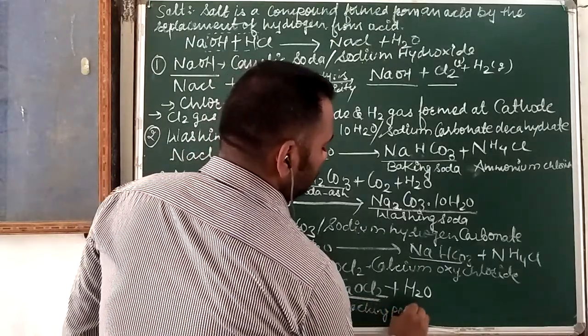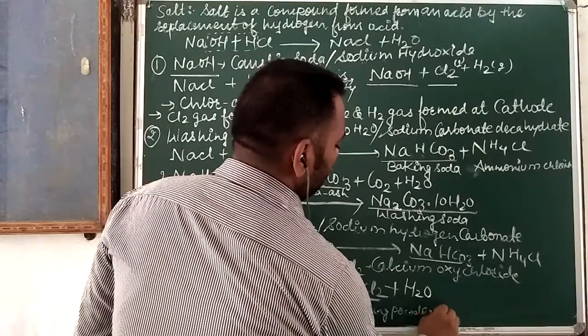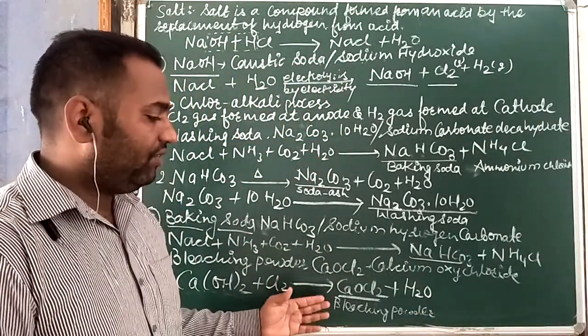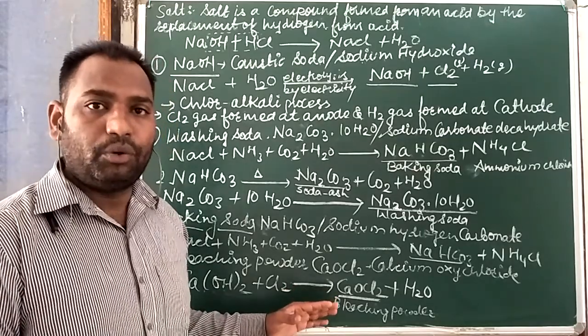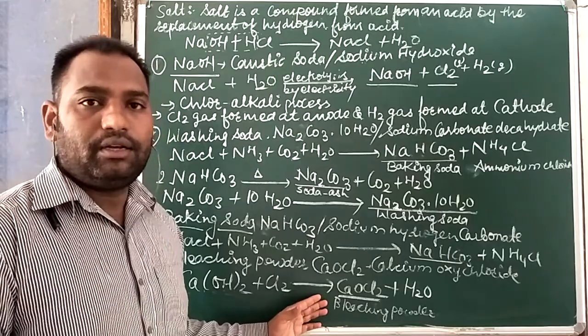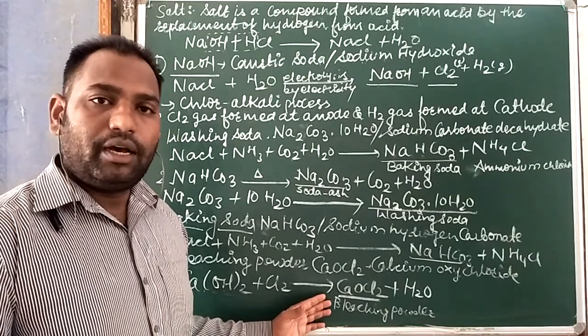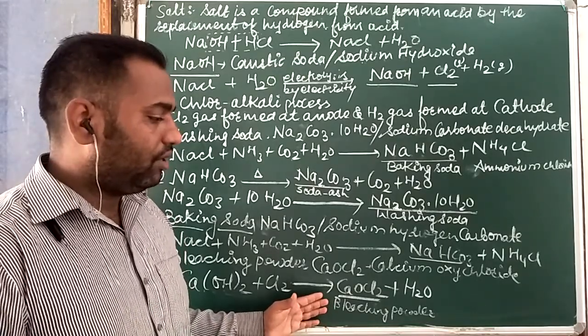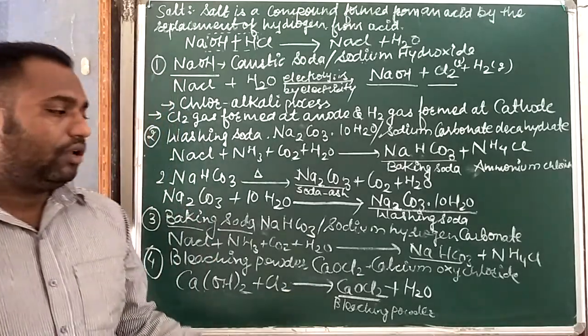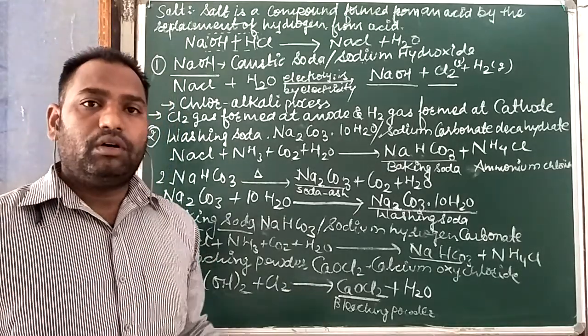This bleaching powder is also used in bleaching actions. Sometimes we have a tough stain on our clothes, a different color stain. It means any dirty patches on our clothes. Then with the help of bleaching powder, at the laundry or at home also, we can remove that.